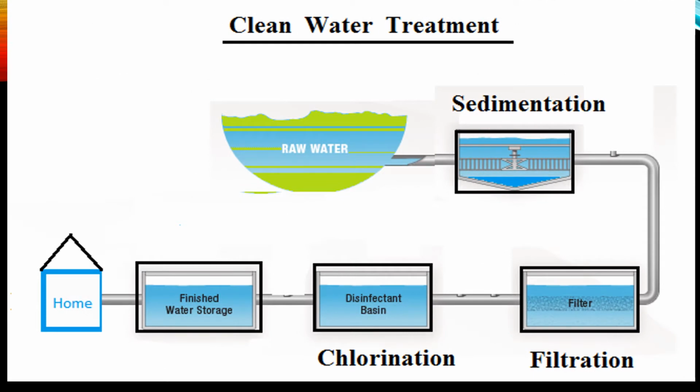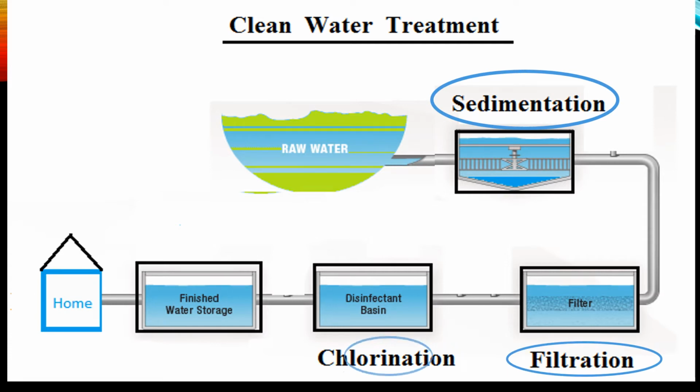Clean water treatment requires 3 basic steps. The first step is sedimentation. The second step is filtration. These 2 steps are common between sewage treatment and clean water treatment. The third step is chlorination. So this water is used for drinking purposes. That's why its greater purity is required.